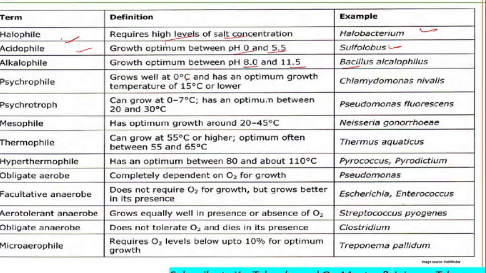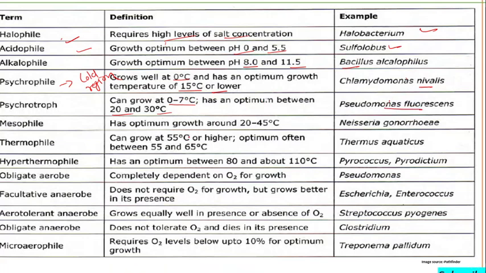And psychrophiles will grow at 0 degrees Celsius, and the optimum temperature is 15 degrees Celsius or even lower. So it means they like cold regions. Fine. Chlamydomonas nivalis, a psychrotroph, can grow in a temperature range of 0 to 7 degrees Celsius, but the optimum range is between 20 to 30 degrees Celsius.